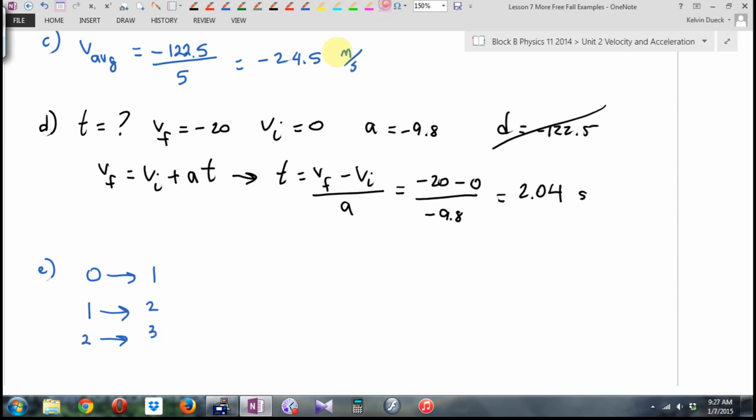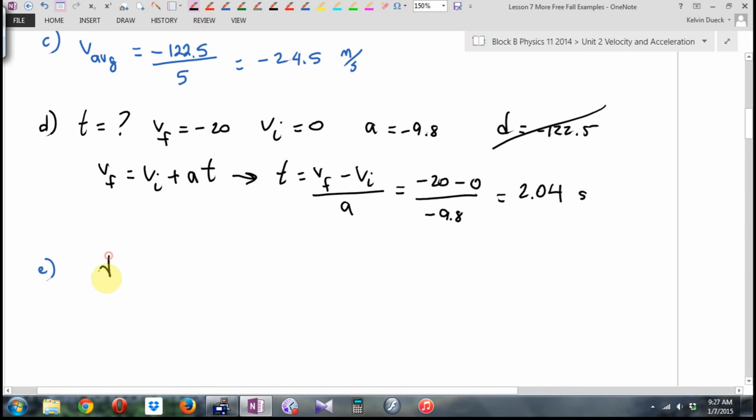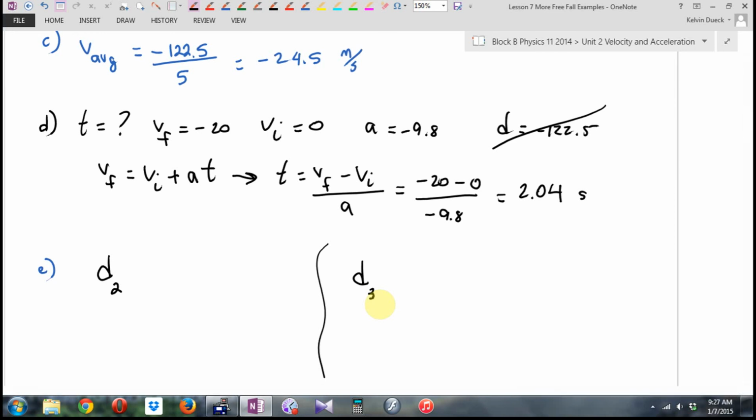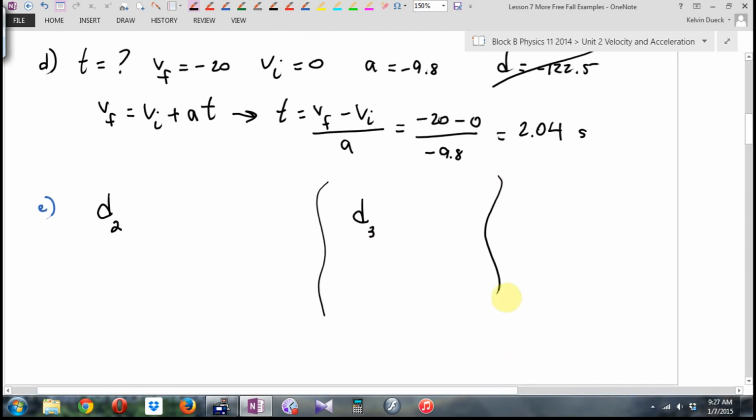Okay. I think what I'm going to do is find the distance for 2 seconds. I'm going to find the distance or the displacement for 3 seconds. How far it falls in the first 2 seconds? Let's say it starts here, it falls to there. How far it falls in the first 3 seconds? And how can I find this little chunk? Do you remember? Kind of divide your page up into three little chunks there.